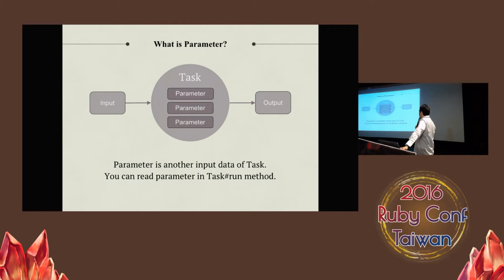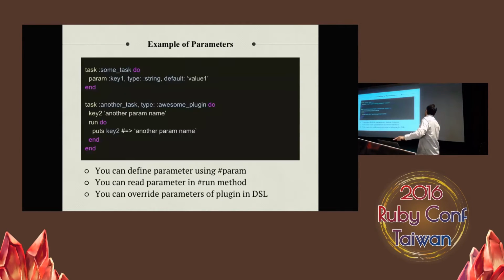Parameter is another input data of a task. You can read parameters in the task's run method. Parameter is important for the programming architecture. You can define a parameter using parameter. You can define any name in tasks and you can set the default value. You can read the parameter in the run method like this. And this is important, you can override the parameter value defined by the plugin.